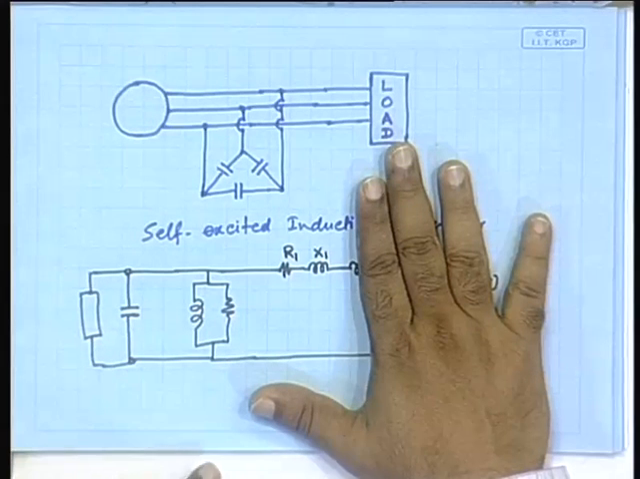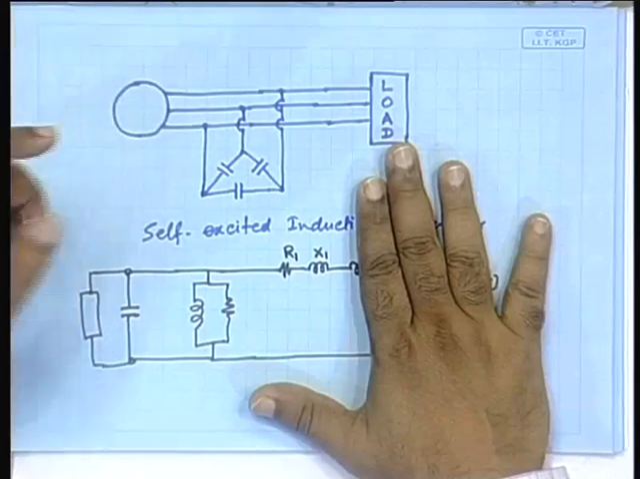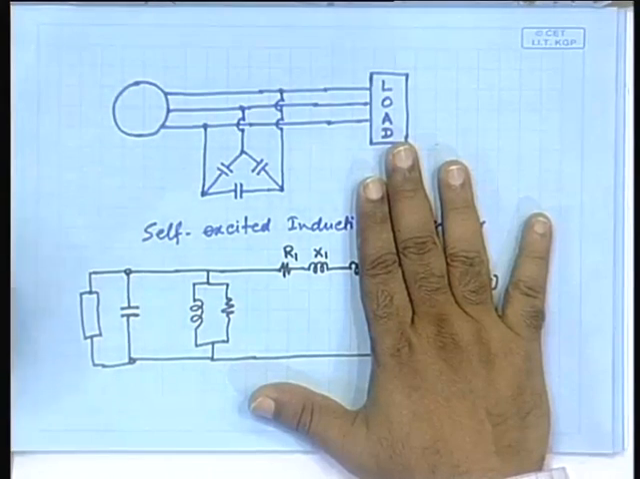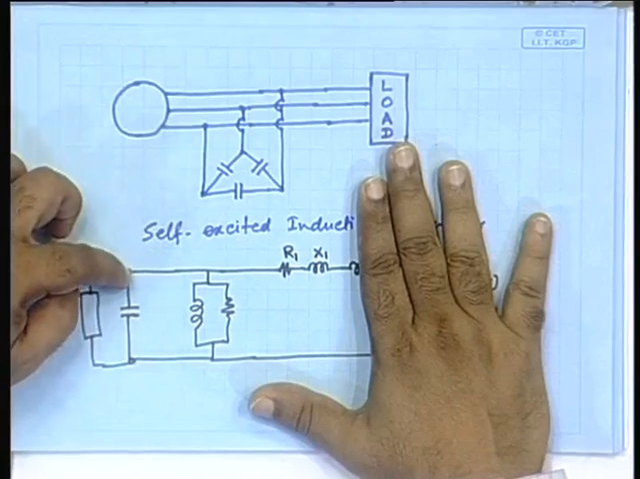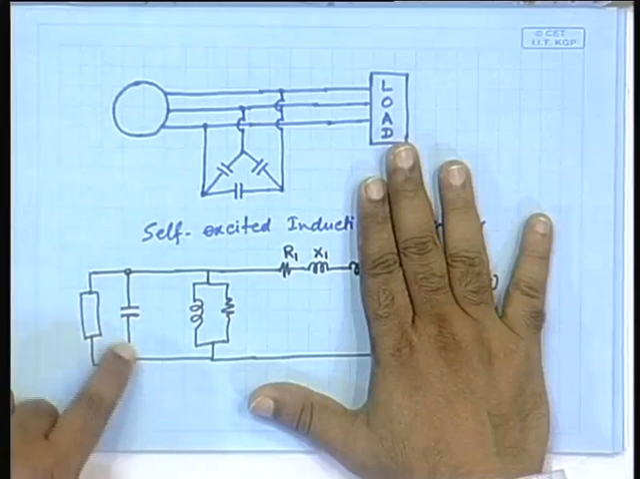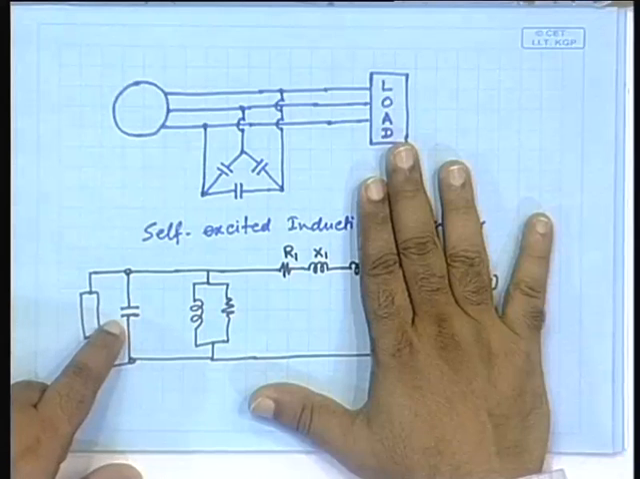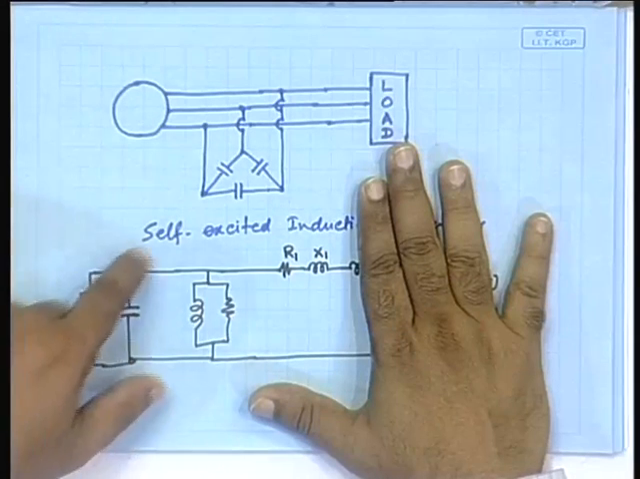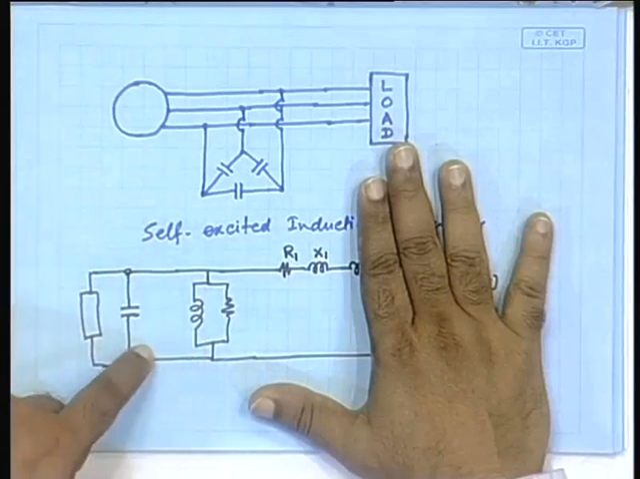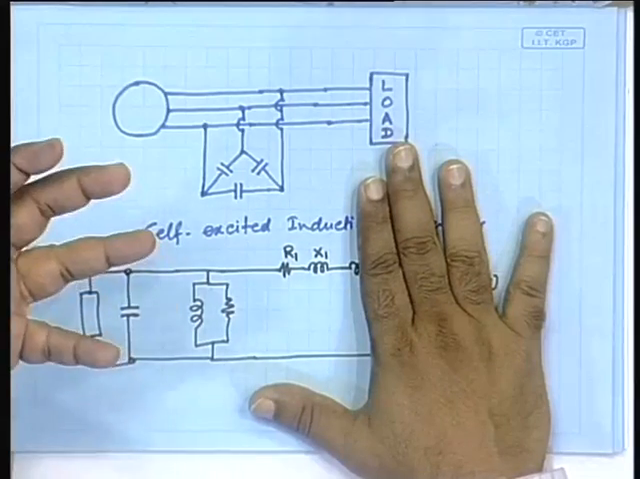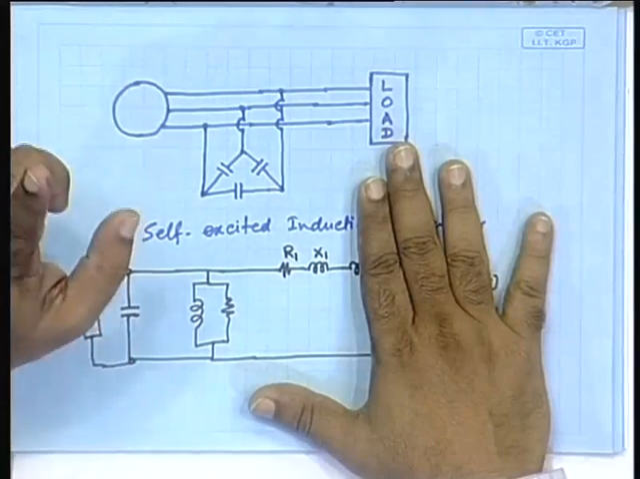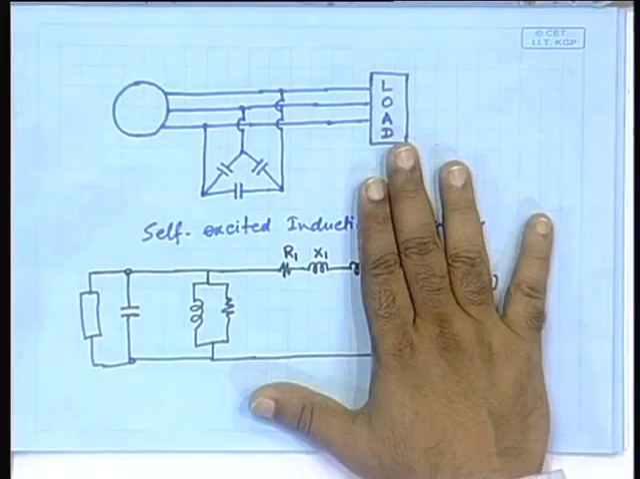And in that situation, if the machine is rotated, because of the residual magnetism, there will be some voltage induced here. Because of that voltage induced, there will be a current flowing through this capacitor, and by the nature of the capacitor it will be a leading var. That means, it will generate reactive power, and that reactive power will circulate through this. Naturally, the magnetism will build up, and ultimately the whole thing will settle at a specific voltage. That means, a specific voltage will be generated in the process of self excitation.